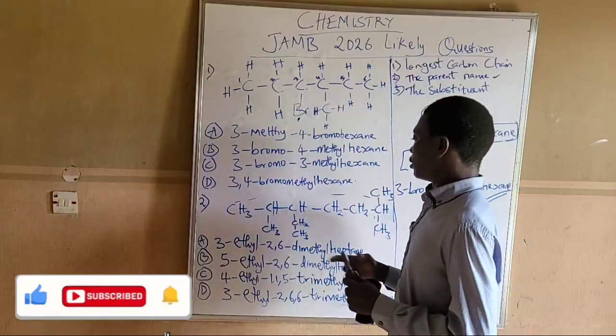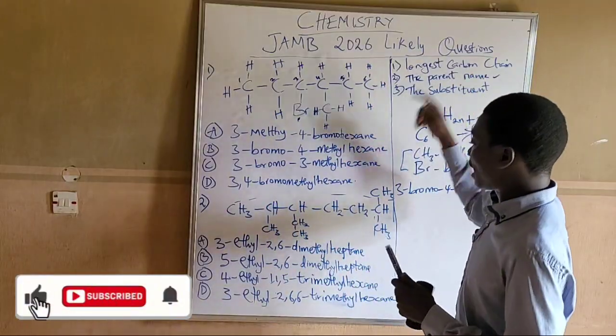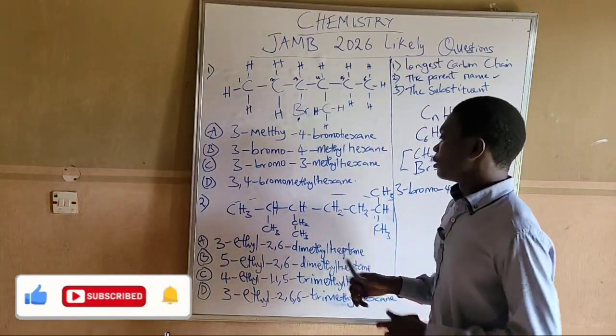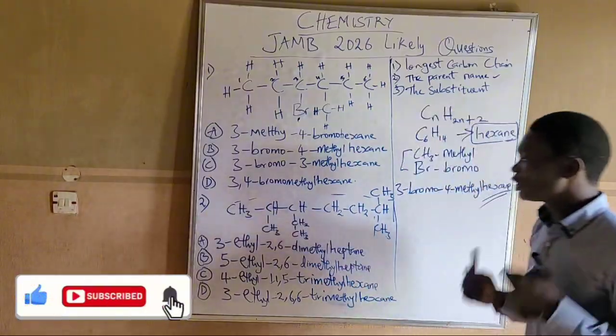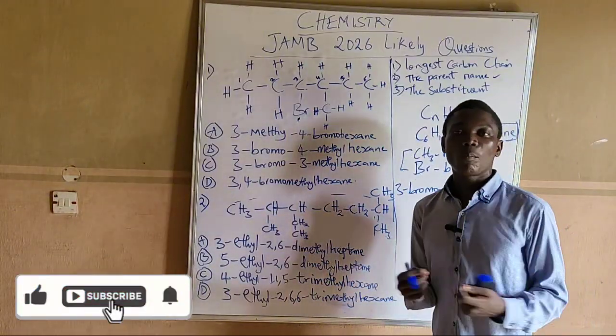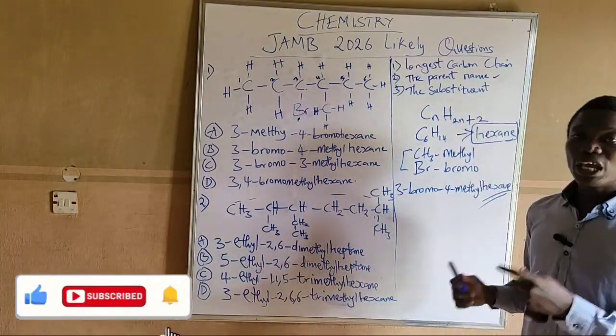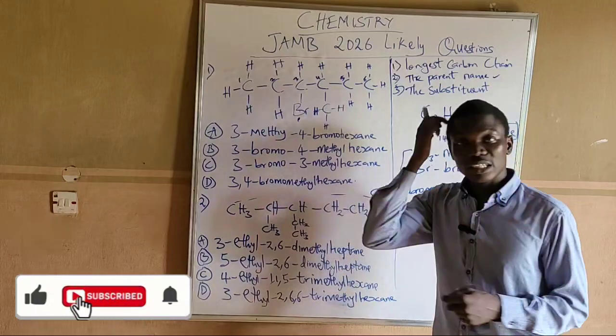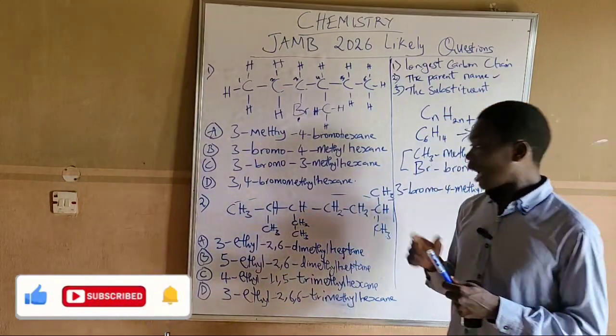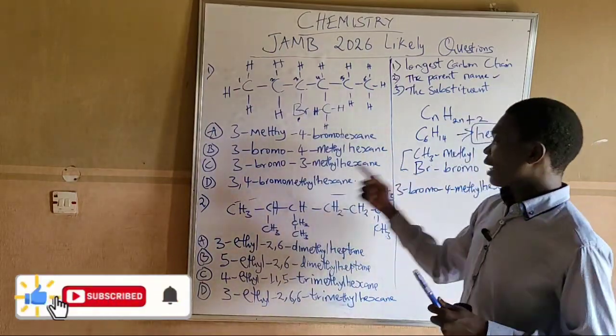We are done with that. Now, the second one is the parent name. What is the parent name? First of all, check. Do you see any double bond or triple bond? No. So we only have single bond, which tells us that it is from alkane. So count the carbon.